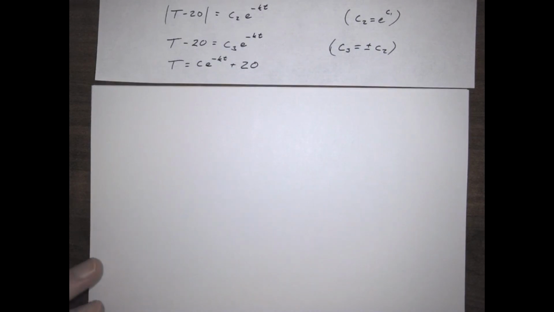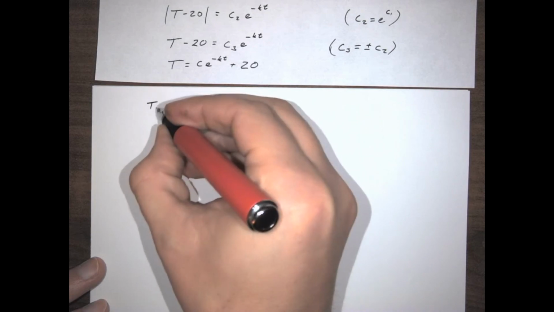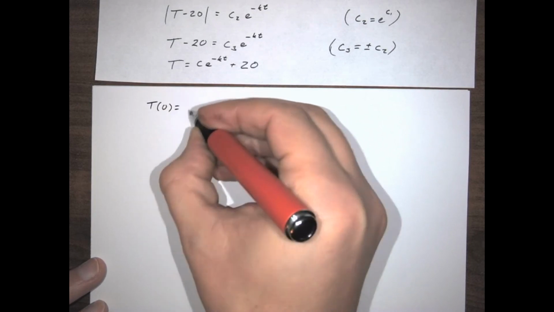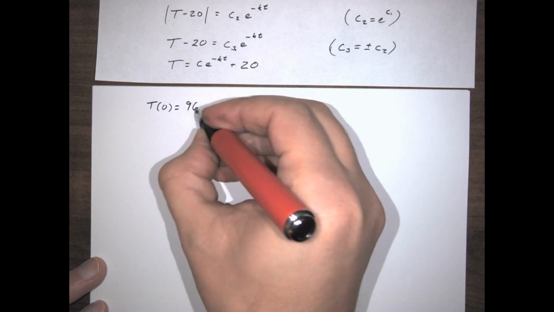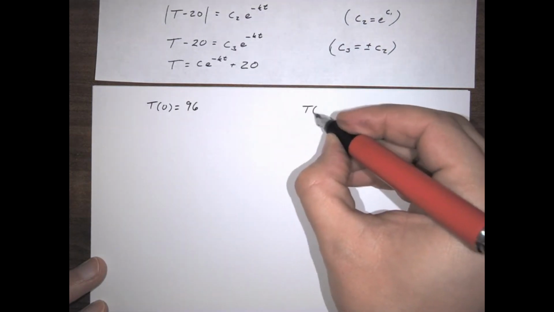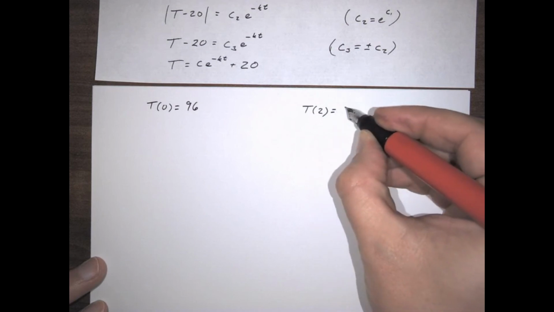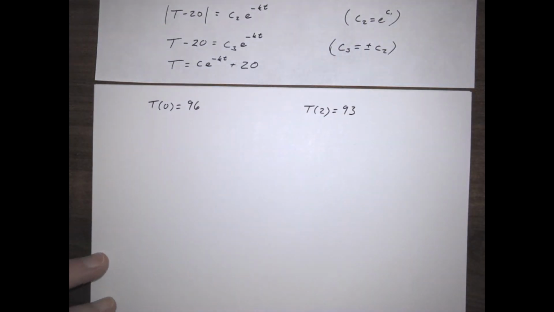But this problem was not just to find the generic form of the formula, but to answer a specific question. So we're going to end up actually solving for that C and that k using the additional information that was given to us. So this is in fact a boundary value problem. We are given some pieces of information. We are told what the temperature was when it was first brewed. It was 96. And we're told what the temperature was 2 minutes later. It was 93.